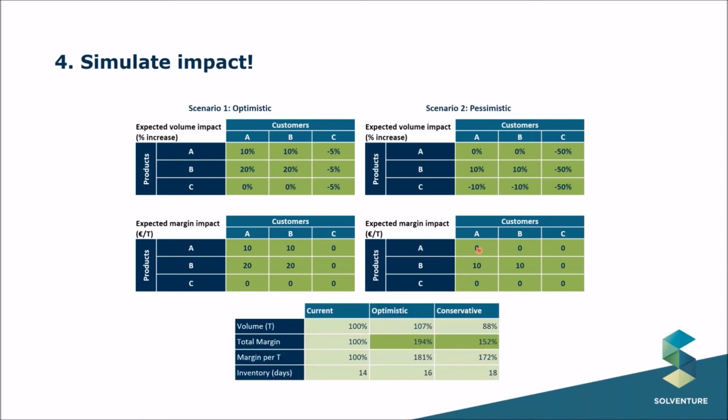Then, for that specific example, here is the current situation. In the optimistic scenario, based on that matrix, the volume will increase, but not that much, while the total margin will be way higher. And the same for the conservative scenario. There we know that we are going to lose some volume, so you see those -10 and -50. But it's fine, because even if you have less volume, your margin will still be higher than the current situation.